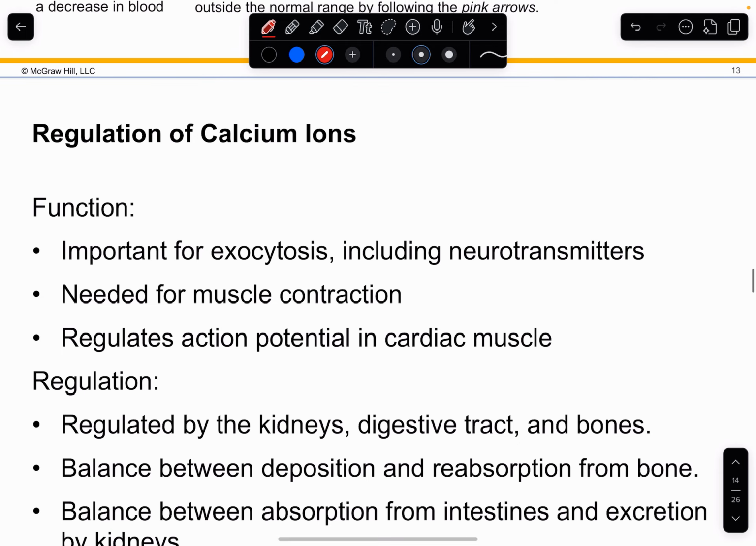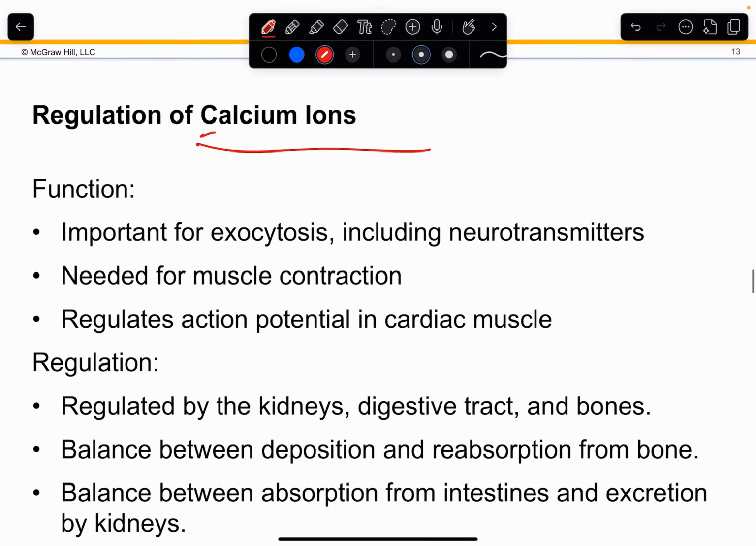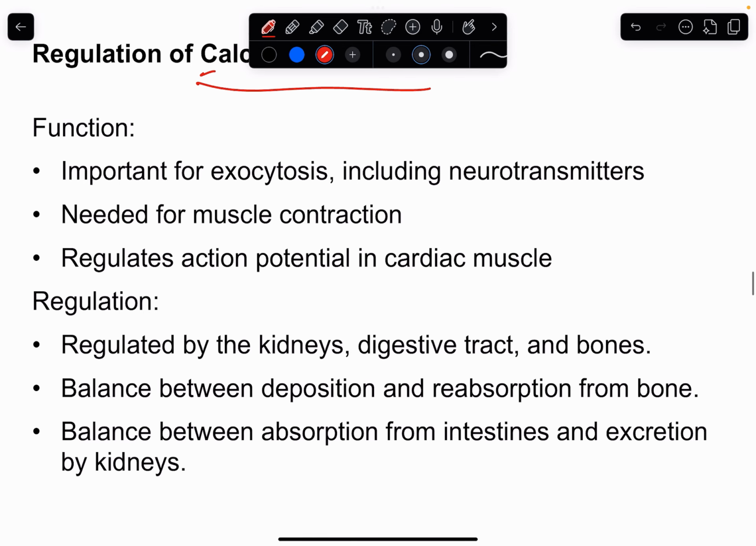Calcium is another ion. It is mainly for exocytosis. What is exocytosis? Exo means taking out from the cell. Anything going out from the cell is exocytosis.